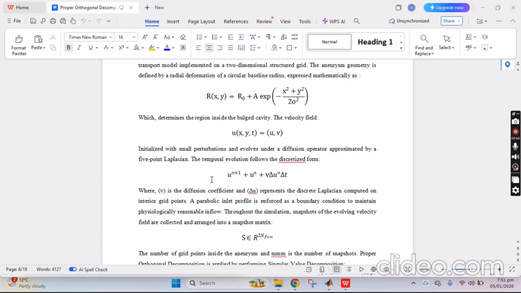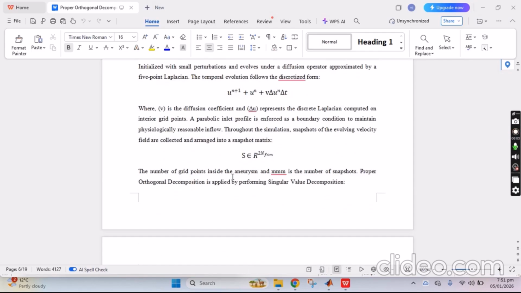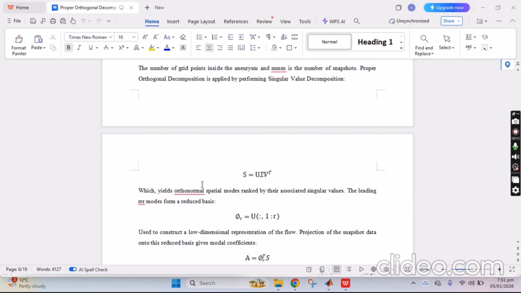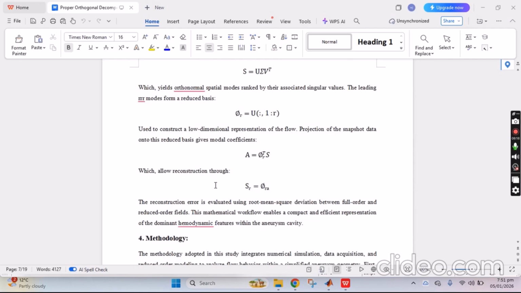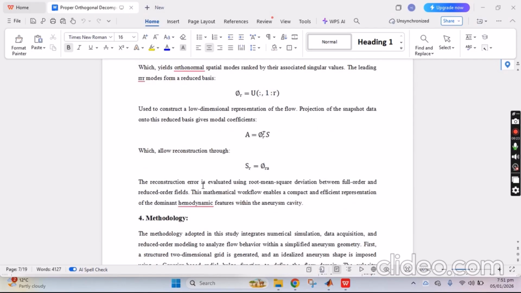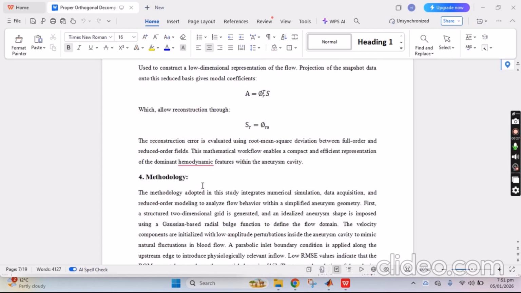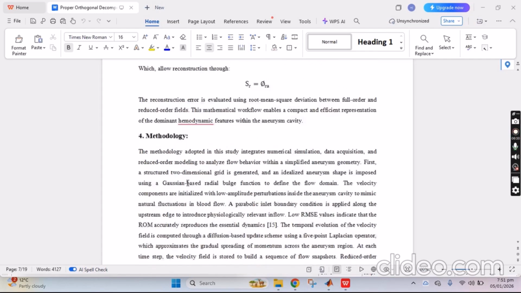Here is the discretized form of the temporal evolution. Here the velocity fields are collected and arranged into a snapshot matrix. So this is the singular value decomposition. Here is the reduced orthonormal spatial basis. Here are the modal coefficients, and all the equations are according to root mean square.